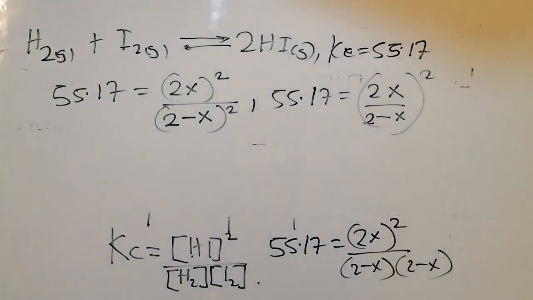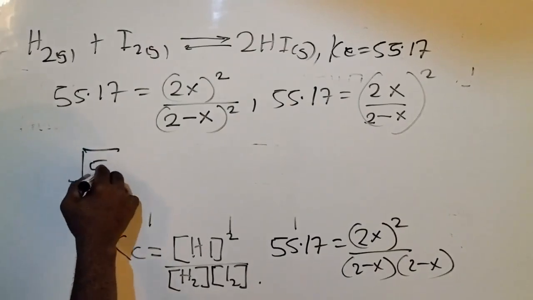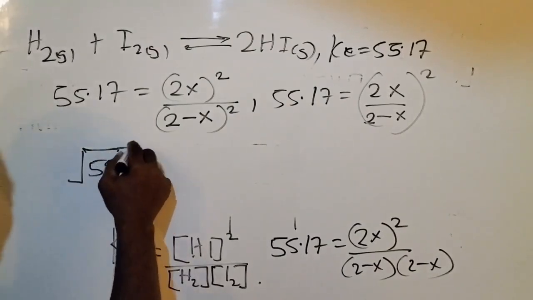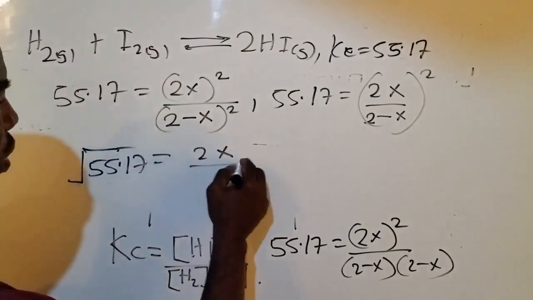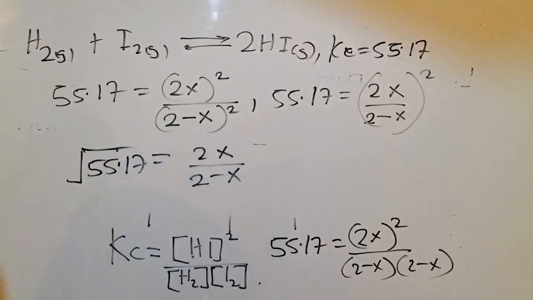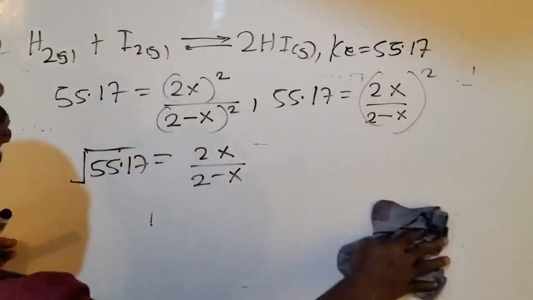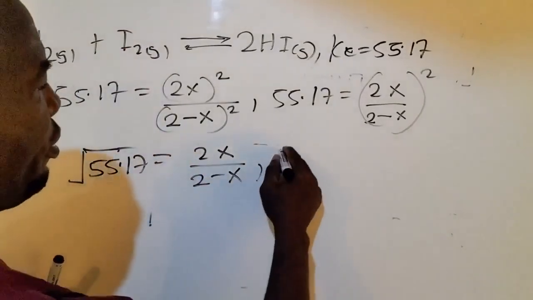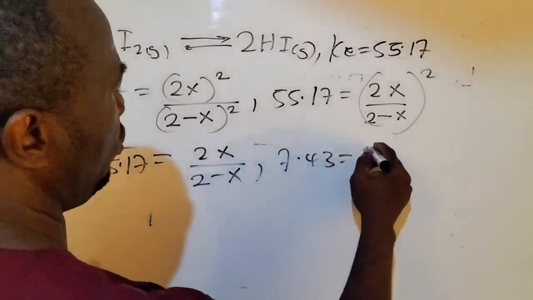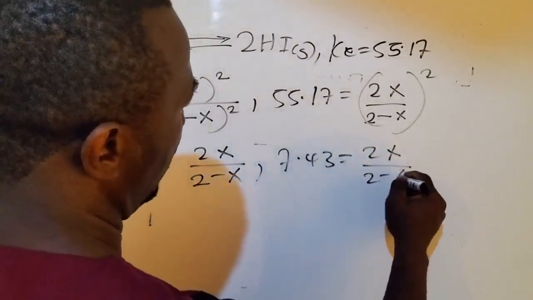So, how do we unsquare the bracket? We take the square root of both sides. We now have the square root of 55.17 equal to 2S over 2 minus S. So find the square root of 55.17, and that will give us 7.43. So we now have 7.43 equal to 2S over 2 minus S.